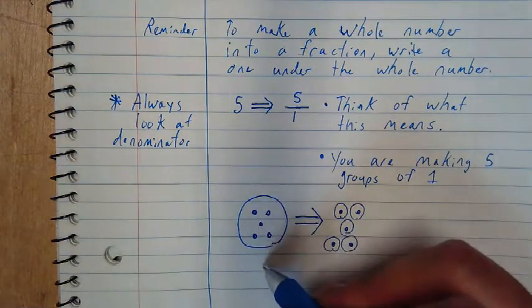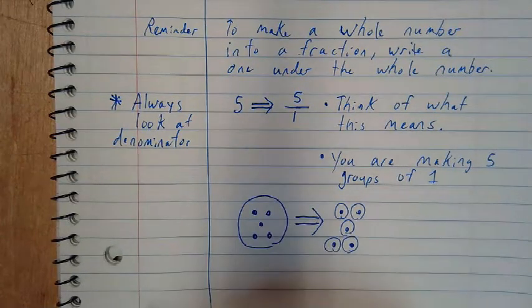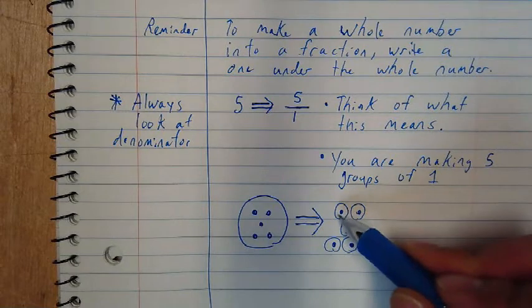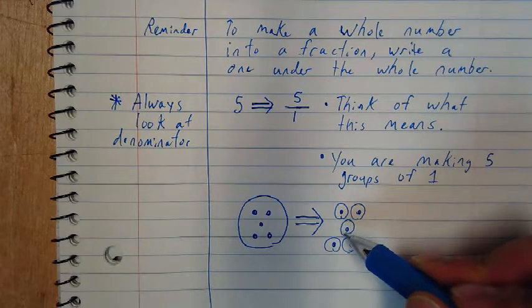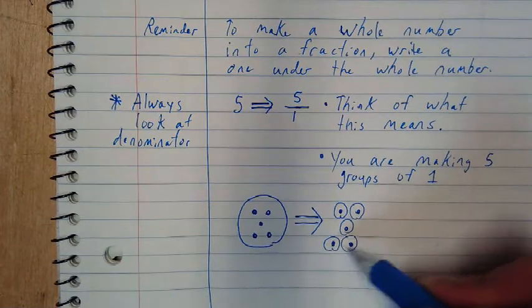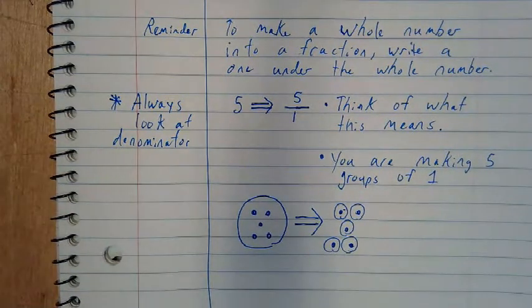We start with 5, a $5 bill. Think of it this way. Okay? One whole $5 bill. When we put that 1 under it, we're going to take the 5 and change it into dollar bills. How many $1 bills do we have? You're making 5 groups of 1. So here's my $1, $1, $1, $1. It's a group of 1. I have 5 groups of 1. Okay, that's all you're doing.